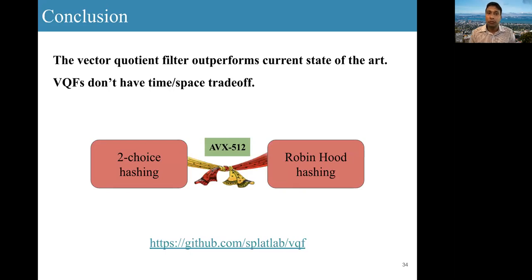So finally, to conclude my talk, I want to say that the vector quotient filter outperforms current state-of-the-art filter data structures in terms of throughput for insert operations, delete operations, or query operations. We also show that by using a combination of techniques like power of 2-choice hashing and Robin Hood hashing, and using this new vector model of instructions, we can actually overcome this decades-old time and space trade-off in filter design.